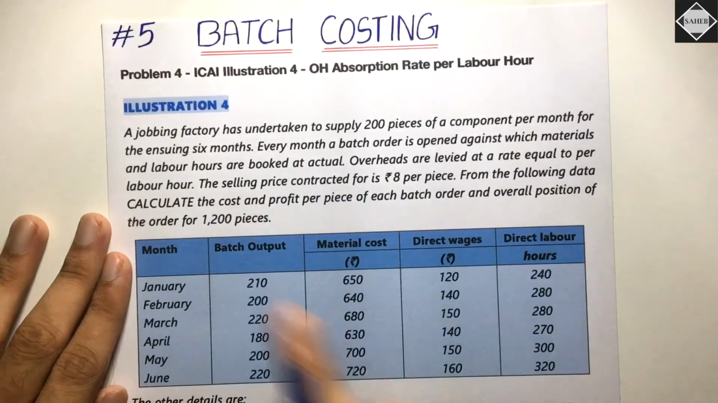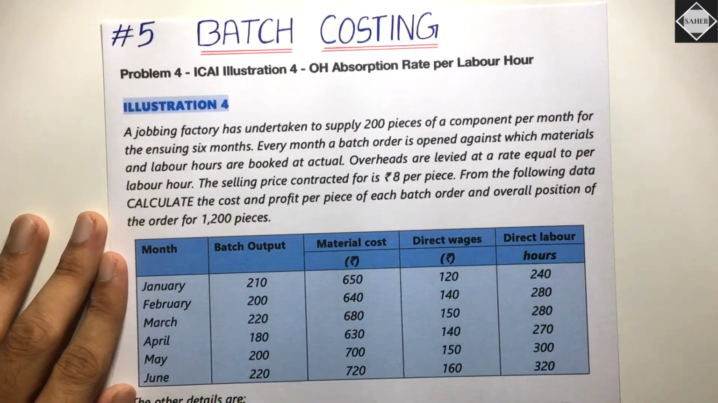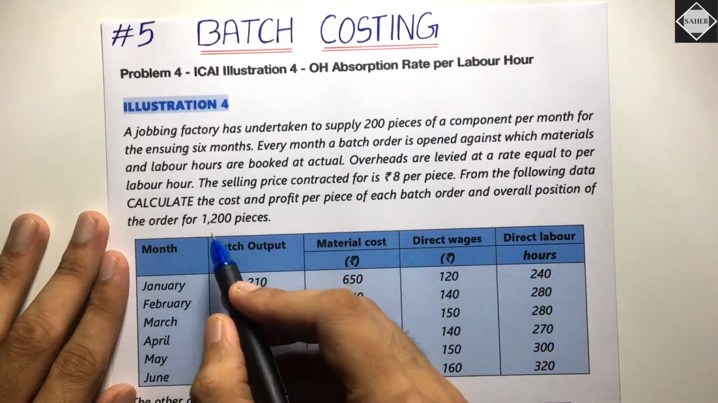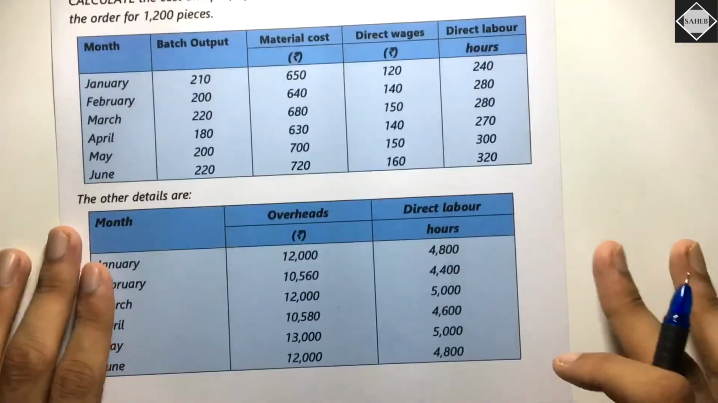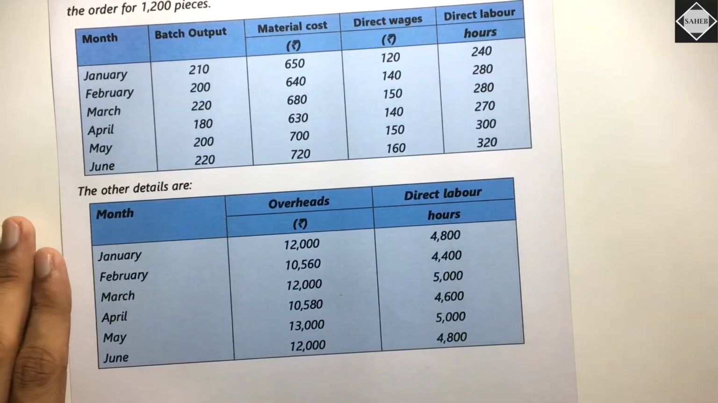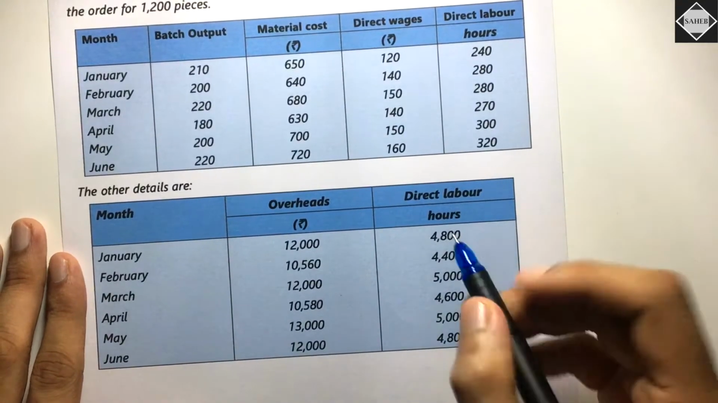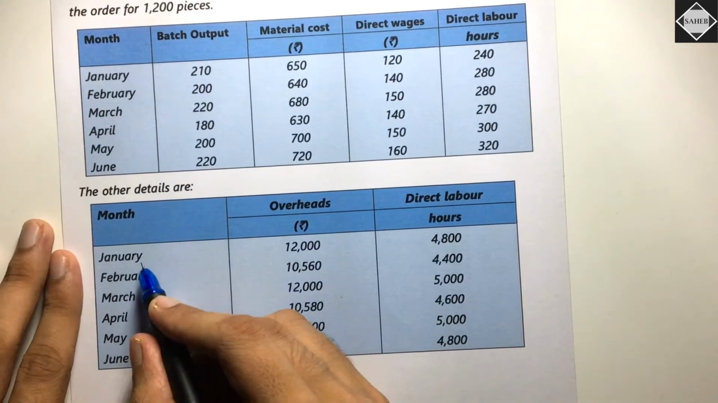You see, this is a jobbing factory. In this jobbing factory, there are many orders going on. Here we are talking about just this 1200 pieces order. Is that clear? So in this entire factory, many orders and many jobs are going on. In total, 4,800 hours have been worked in the month of January, right?